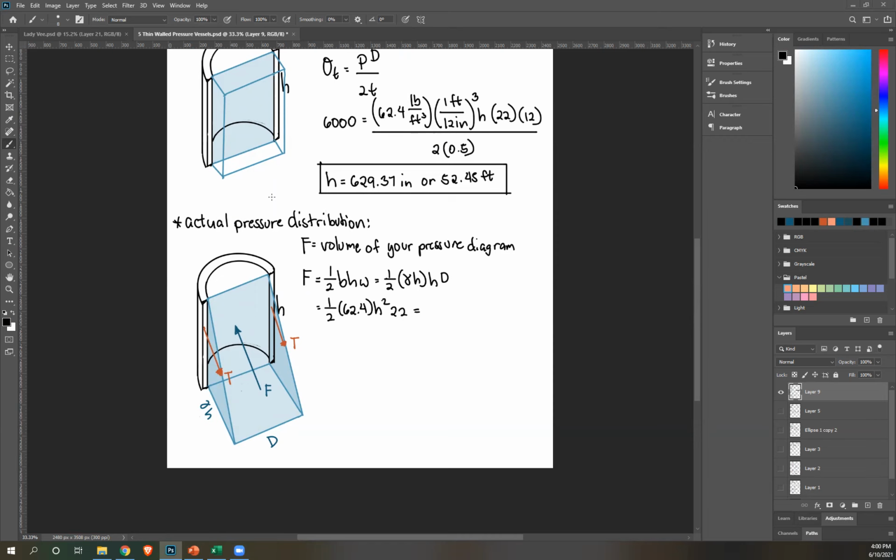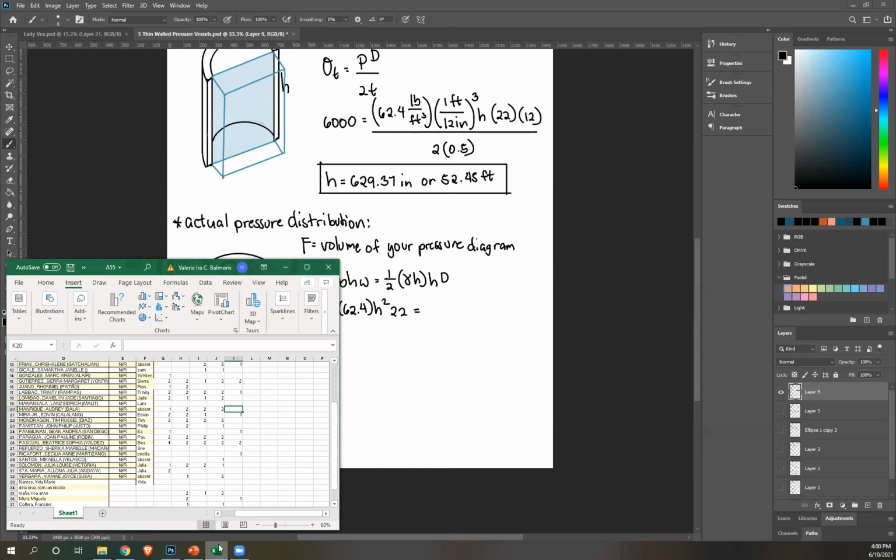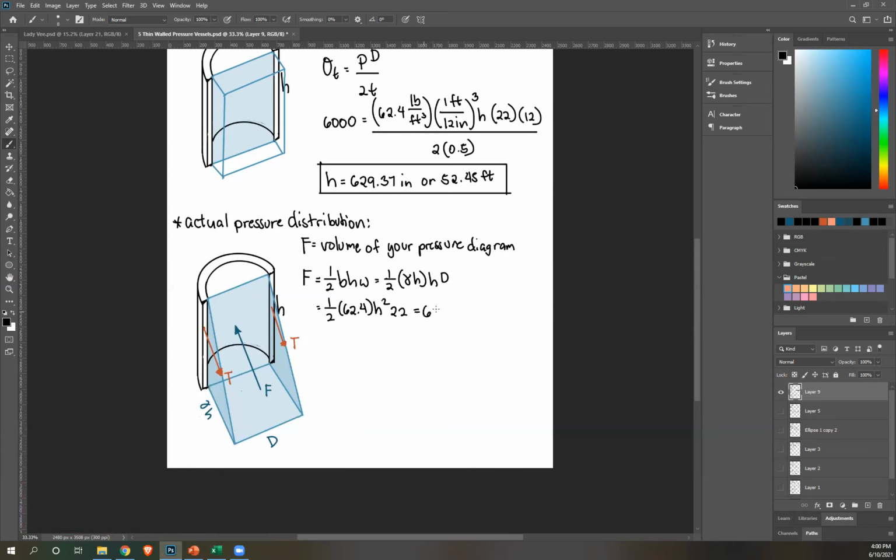Correct, Audrey and Trinity. 686.4. Don't forget we have a variable here, h squared. So this is our equation for force F. So we're gonna use that and compare it to T to create our equation. Now, how do you do that? Okay, so recall from your MEC30 class, right?